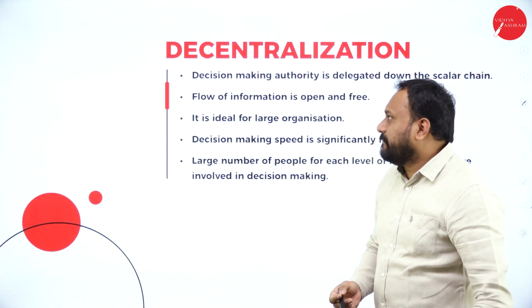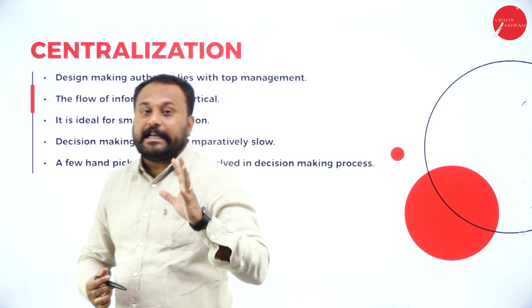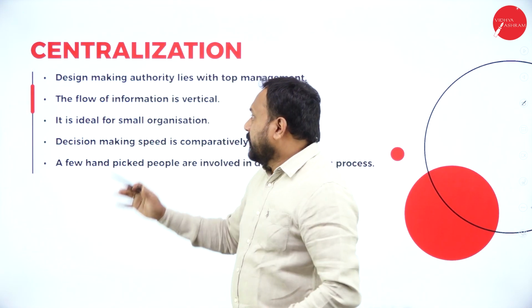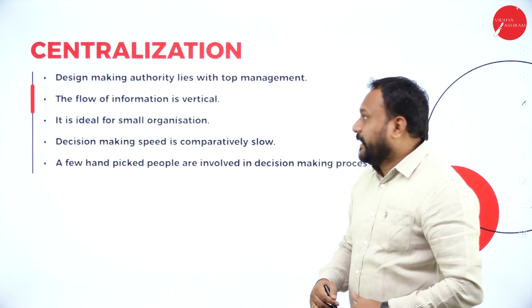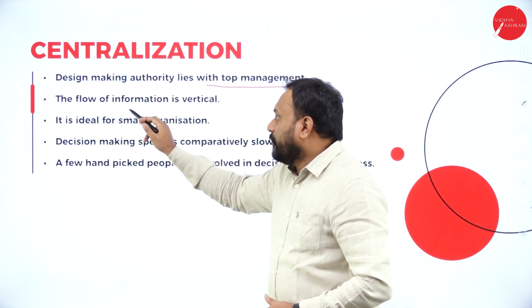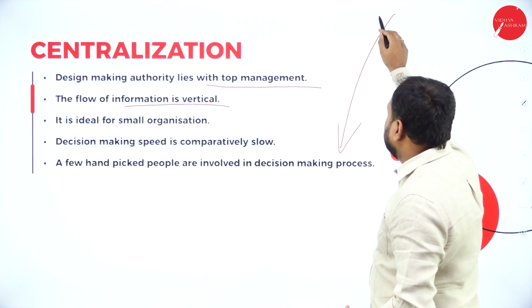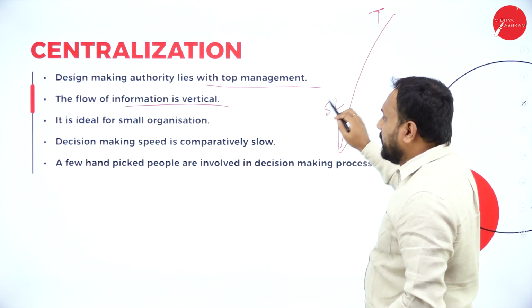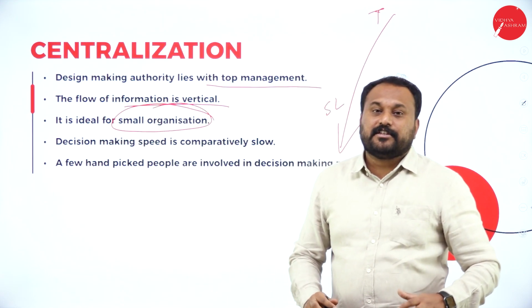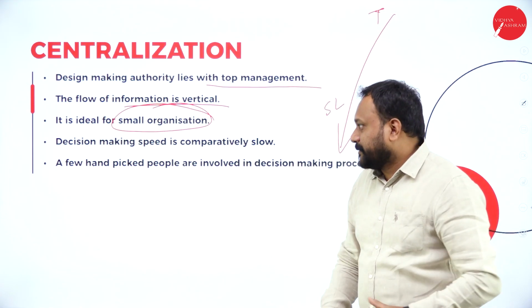The next topic we have is centralization. Centralization means the power, that is authority, lies in one hand or a few hands, not many people. Decision-making authority lies with top management only. The flow of information is vertical, from the top to the supervisory level. It is ideal for small organizations. See, decentralization is for big organizations and centralization is for small organizations.